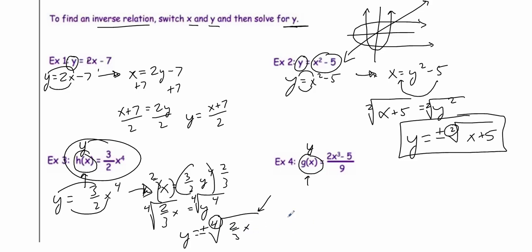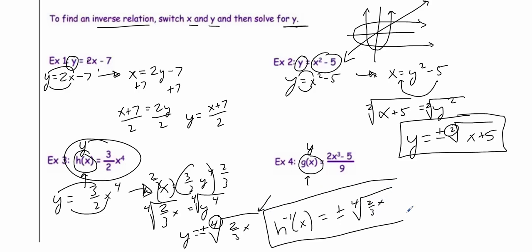So here's how we write the final answer. This is not the final answer yet. We're not done. So the final answer is written this way: h inverse of x, the inverse of h of x, that's how it's read, equals plus or minus the 4th root of 2/3 x. This is your final answer.